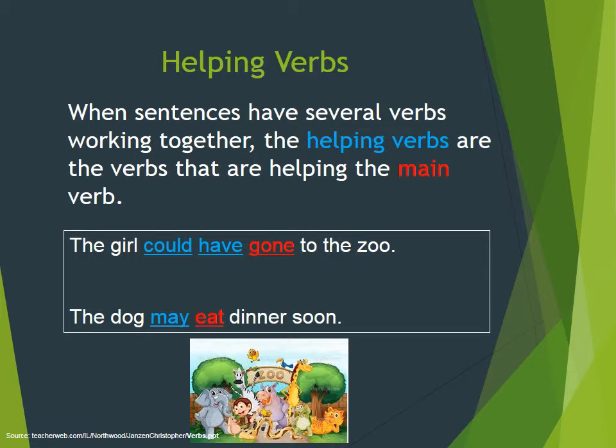When sentences have several verbs working together, the helping verbs are the verbs that help the main verb. So just like we had seen in the previous screen, the girl could have gone to the zoo, main verb, helping verbs. The dog may eat dinner soon, main verb, helping verb.